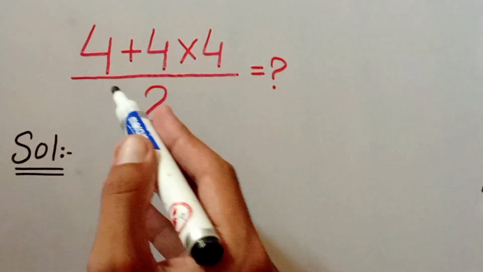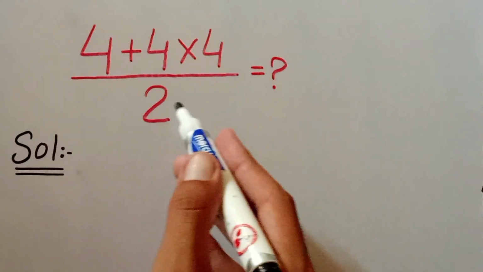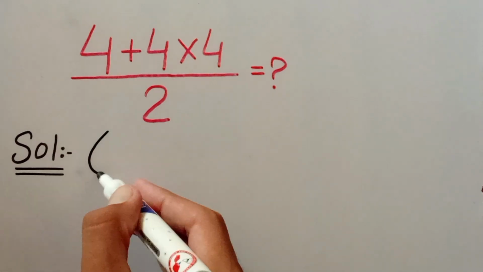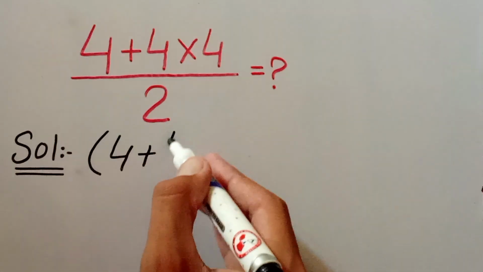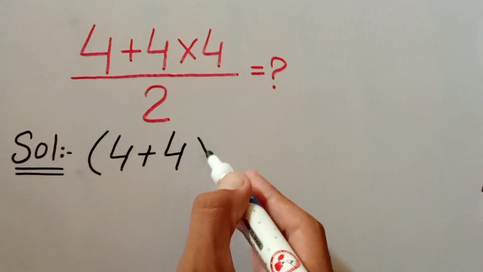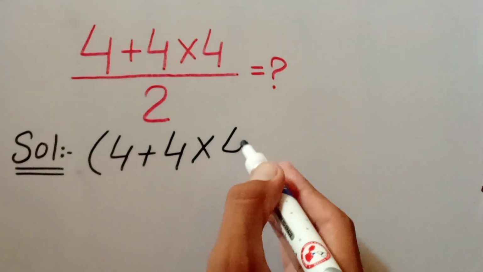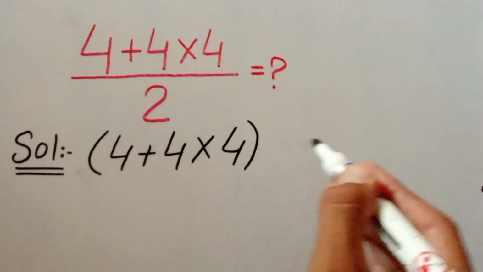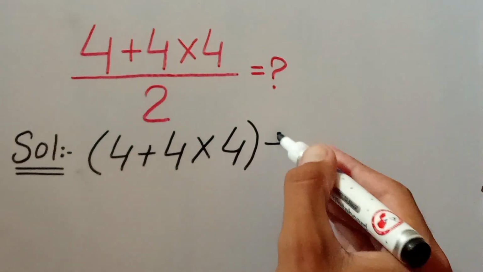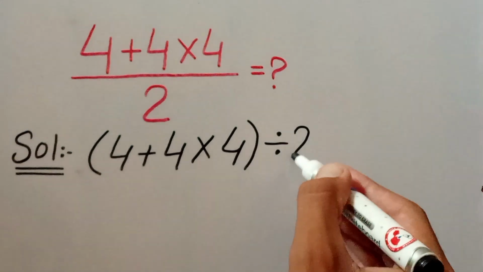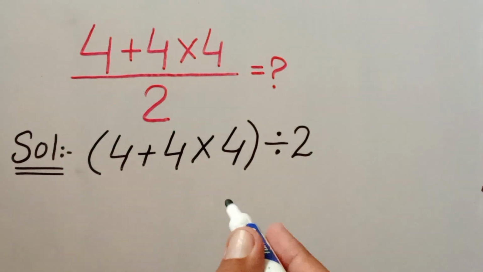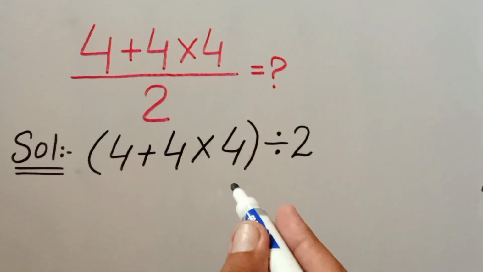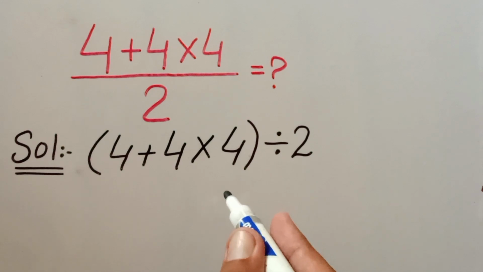guys, first of all I can write this as parenthesis 4 plus 4 times 4 close parenthesis divided by 2. Now parentheses have higher priority than other operations. So first of all we can solve the parentheses.